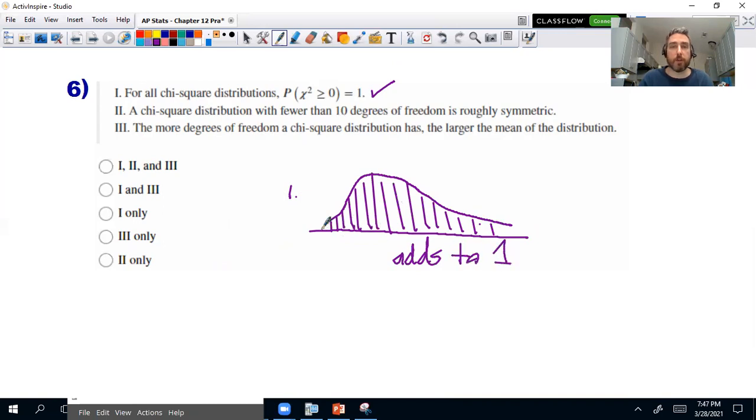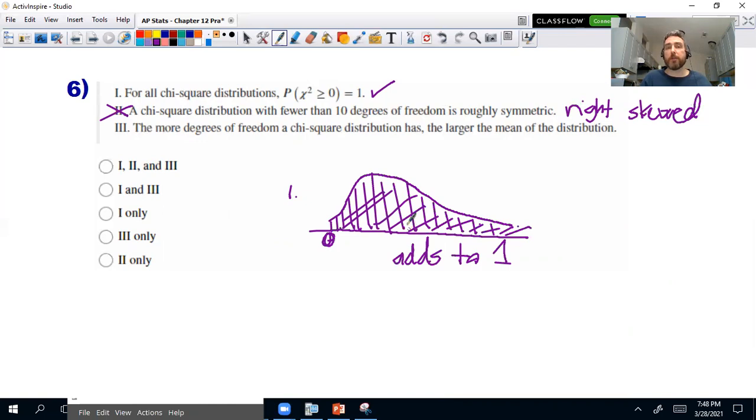So if you have x greater than or equal to 0, 0 is at the beginning, the probability of it being greater than or equal to 0 is everything under there. So it's going to be 1. A chi-square distribution with fewer than 10 degrees of freedom is roughly symmetric. Chi-squareds are always going to be right skewed. It doesn't matter the degrees of freedom, it's going to be right skewed. So that is not going to be true.